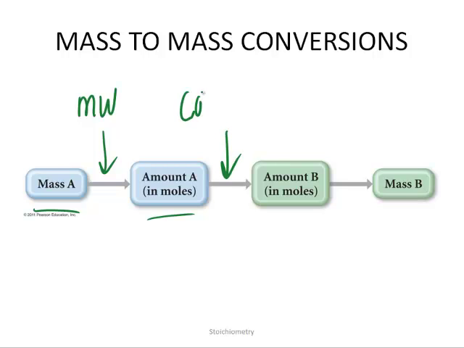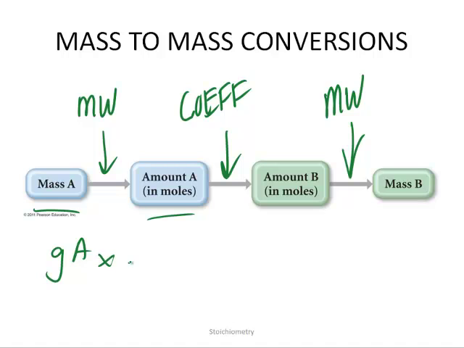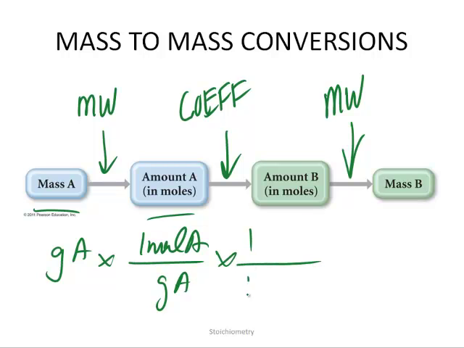All we're going to need here is our coefficients from our balanced chemical equation. And then we can go moles to grams again using molecular weight or molar mass. So in this instance, we can go from grams of A to moles of A. 1 mole of A, how many grams of A that is, depending on the substance. Depending on the coefficients, there's moles of B will be produced from how many moles of A.